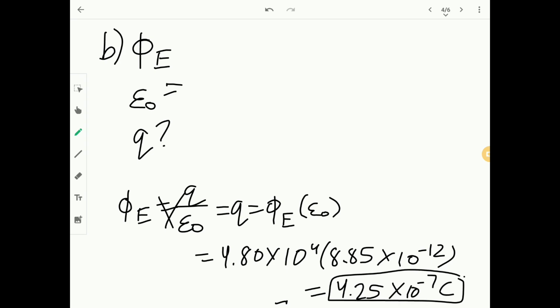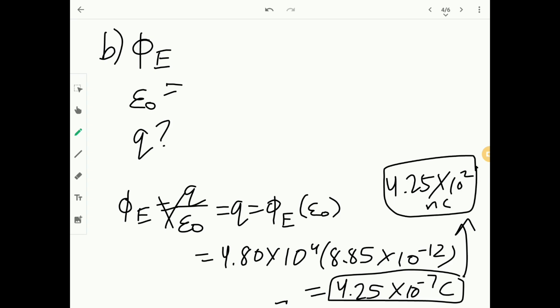One trick to be aware of here is they might ask you how many nanocoulombs this is. Well, for that, that's 4.25 times 10 to the 2 nanocoulombs. They might ask you that, so just keep it in mind. Because as you all know, 1 coulomb is 10 to the 9 nanocoulombs, so then you can just simplify from that.